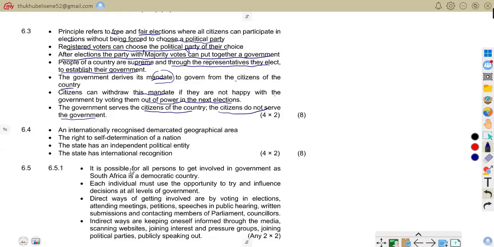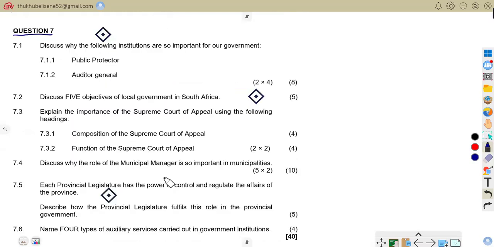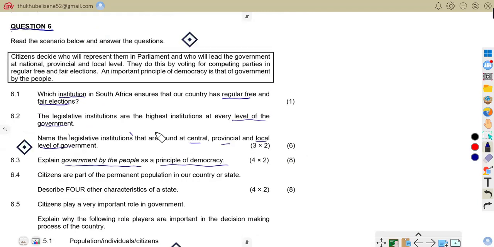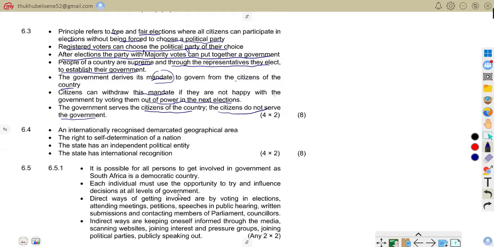Now 6.4. 6.4 reads: citizens are part of the permanent population in our country or state. Describe four other characteristics of a state. Four characteristics of a state. So that is that.